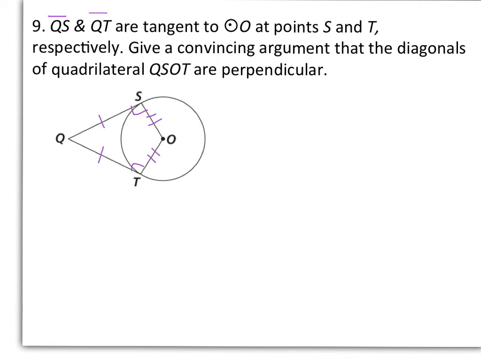So the question is, are the diagonals perpendicular? Well, going by the markings on my figure, I know that this figure is either a kite or a rhombus. And in both those figures, the diagonals are perpendicular. So we could say it's a kite or a rhombus, so the diagonals are perpendicular.